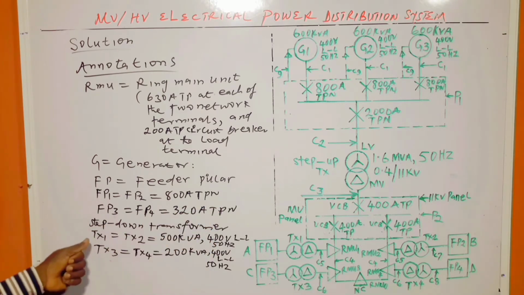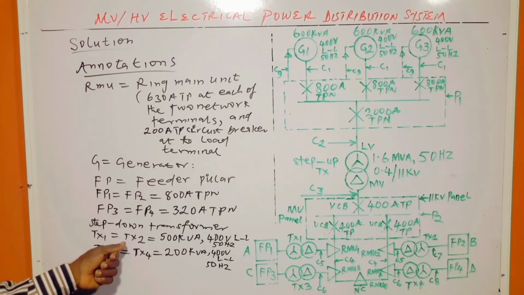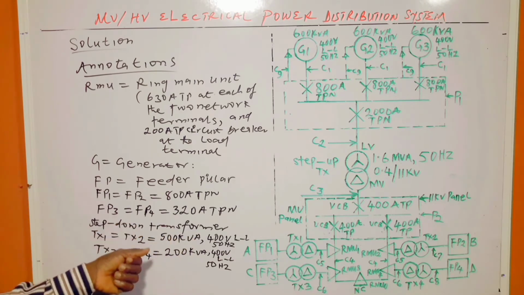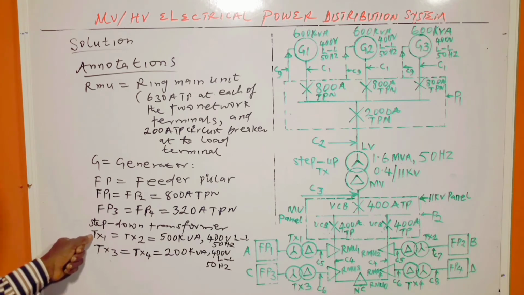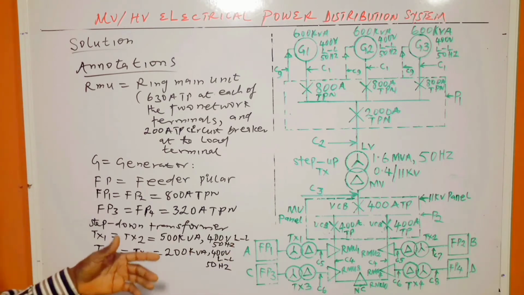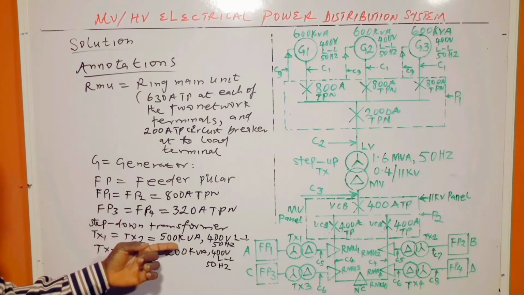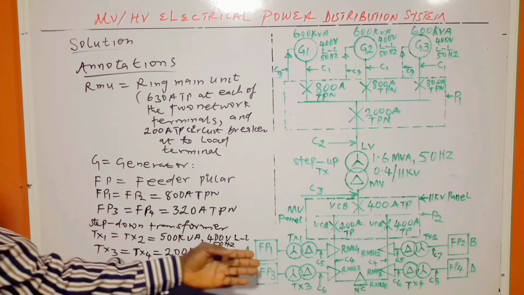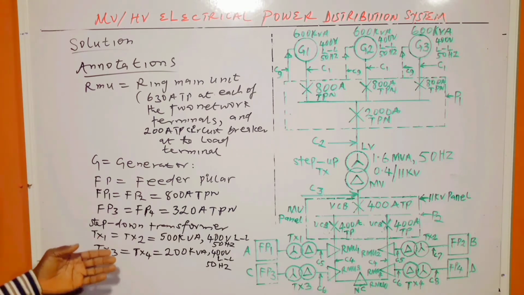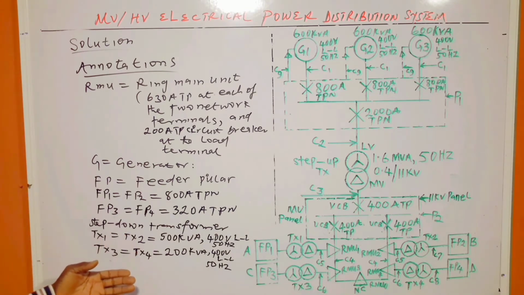Then we have the step down transformer TX1, which is the same as TX2, 500 kVA each, since the load requirement at load center A is 480, so it's reasonable to choose a 500 kVA transformer. The same thing at B. At load center C, the power requirement there is 170 kVA, so it's reasonable to select a 200 kVA transformer and move on.